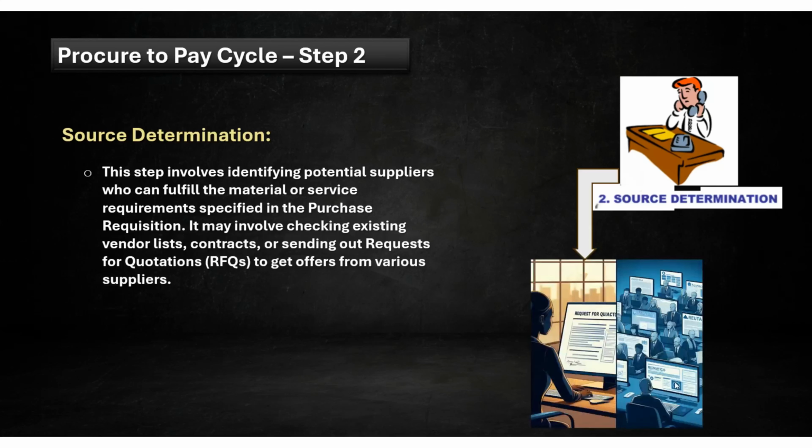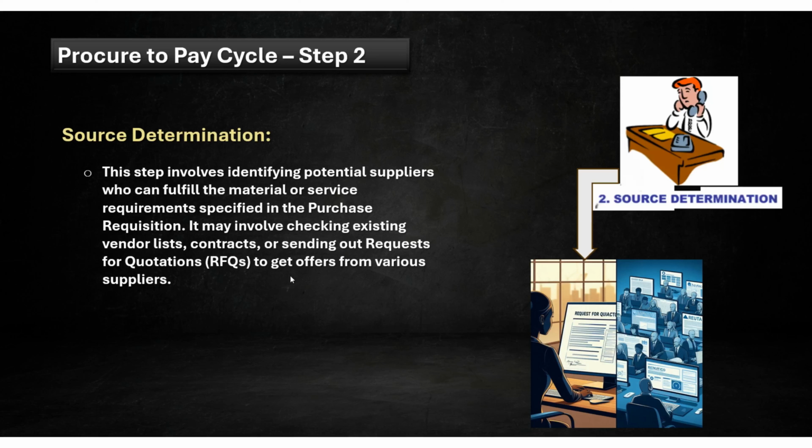Next, source determination. We need to figure out where we are going to get these materials. This is called the source of supply determination. The procurement team will look at the potential suppliers to see who can provide the materials at the best price and terms. The next is the RFQ, or request for quotation. Once we have our purchase requisition, we convert it into an RFQ and send it to a few suppliers.